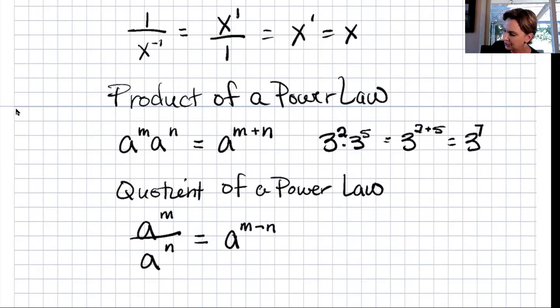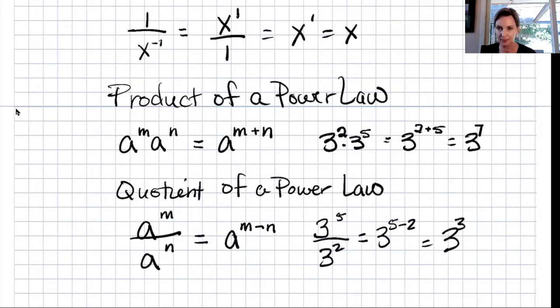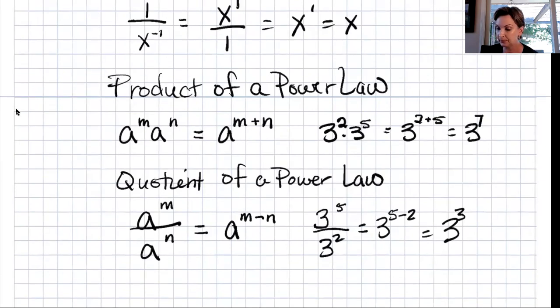So if we go ahead and use 3 as a base again, let's say we have 3 to the 5th divided by 3 squared. Then you can just subtract those powers, and it's 5 minus 2, which is 3 to the 3rd. Again, you can't use these laws if they don't have the same base, right? A 3 on top and a 3 on the bottom.